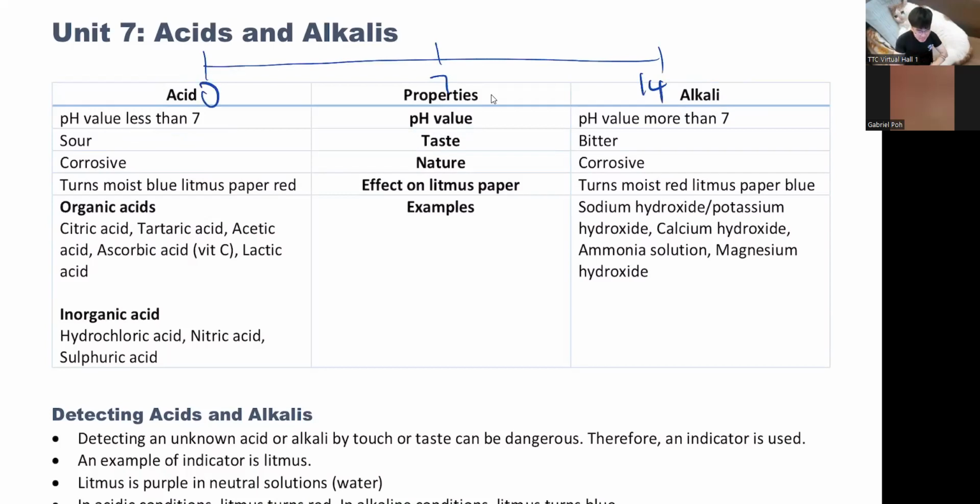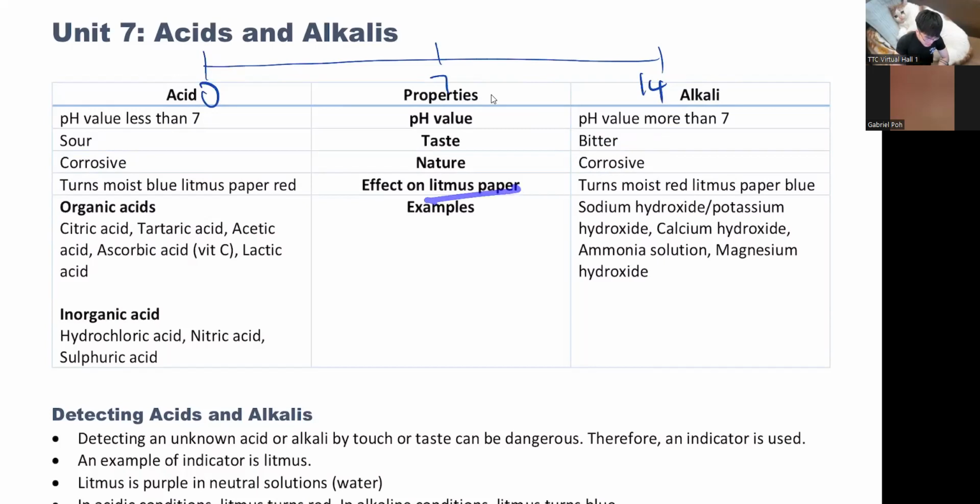So anything less than 7 going towards the left side, that's acidic. Anything that's higher than 7, anything towards the right side, that's alkaline. Right? So acids, they're sour. Alkaline, they're bitter. Both are corrosive. That means they can eat away your stuff. You put a piece of paper in strong acid, it will corrode. It will be gone. You put a piece in strong alkaline, same thing.